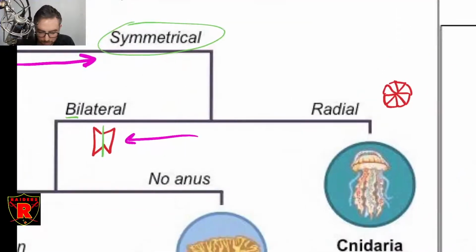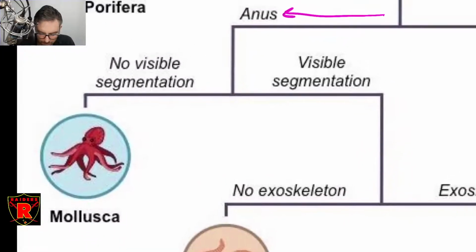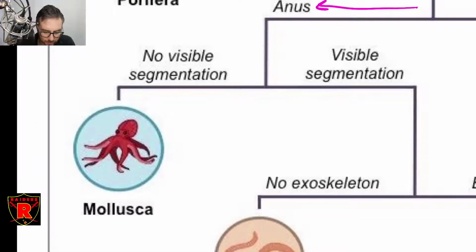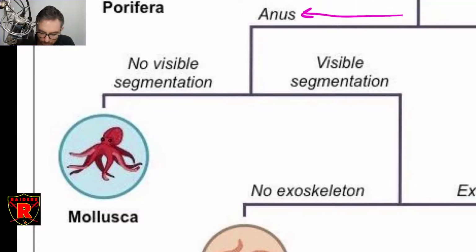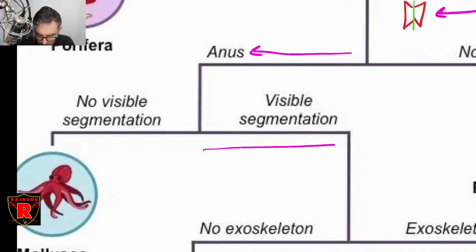Worms, as you probably are aware, do have an anus. So they have a digestive tract that goes from the front to the back. So we're going to go this way on our table. And then, are there segments that are visible on it? Okay, if you look at mollusks like octopi, for example, there are no visible obvious segments in them. However, obviously, if we look at this, you can see visible segments in an earthworm. So we're going to go this way.